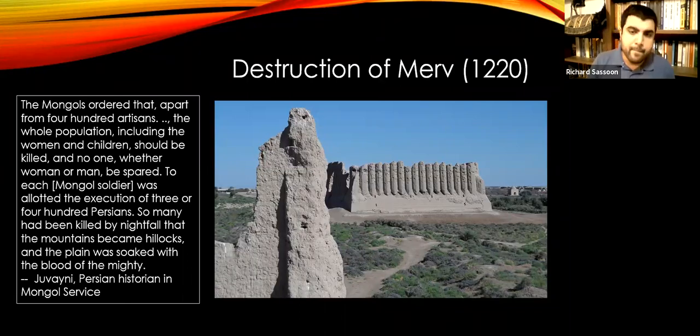And I just want to read the account from Juvayni, who is the Persian historian. You can see on the right-hand side the ruins of Merv, that's now in the modern country of Turkmenistan. The Mongols ordered that apart from 400 artisans, the whole population, including women and children, should be killed, and no one, whether man or woman, should be spared. To each Mongol soldier was allotted an execution of 300 or 400 Persians. So many had been killed by nightfall that the mountains became hillocks and the plain was soaked with the blood of the mighty. Now, Juvayni was actually writing for the Mongols, right?